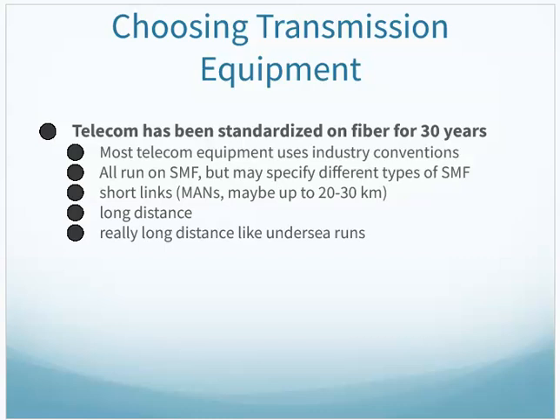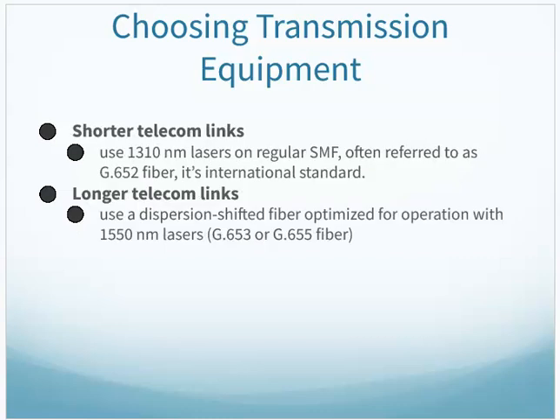Telecom has standardized on fiber for at least 30 years, so there's a lot already in place for telecom systems to say, well, this is how we do this. This is how we do these connections. Again, shorter telecom links might use 1310 nanometer on regular single mode fiber. The longer links might use specialized fiber with the 1550 nanometer wavelength for longer distances.